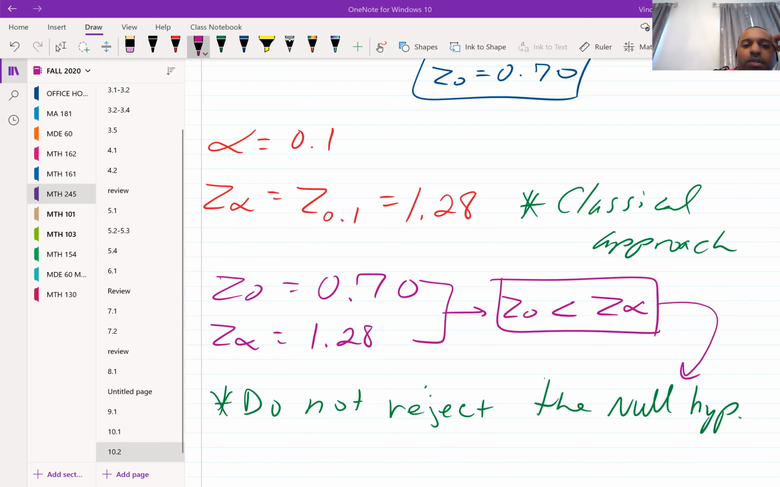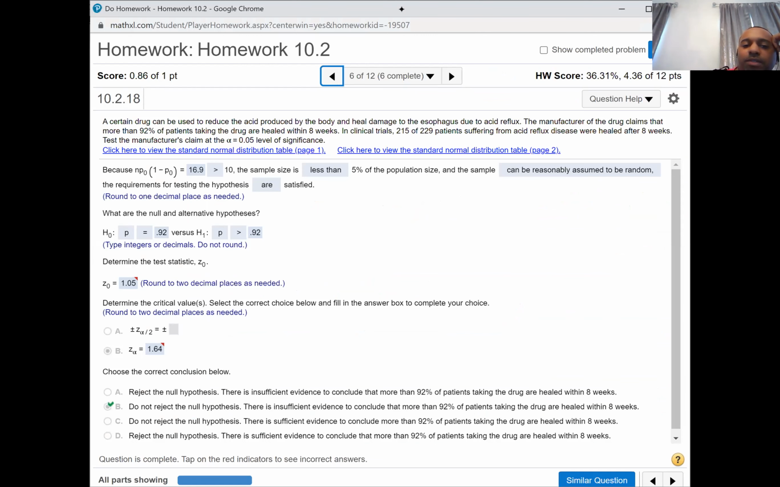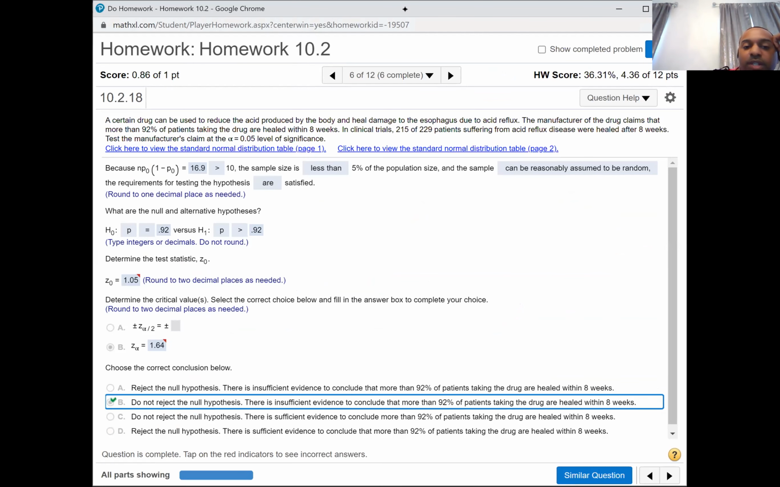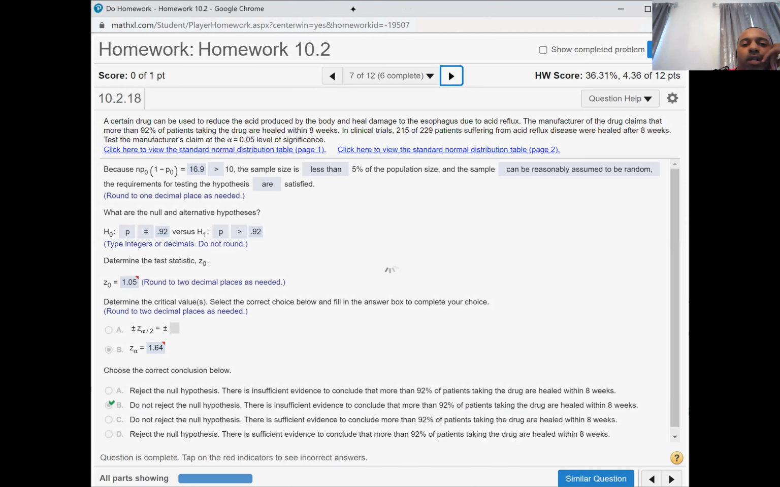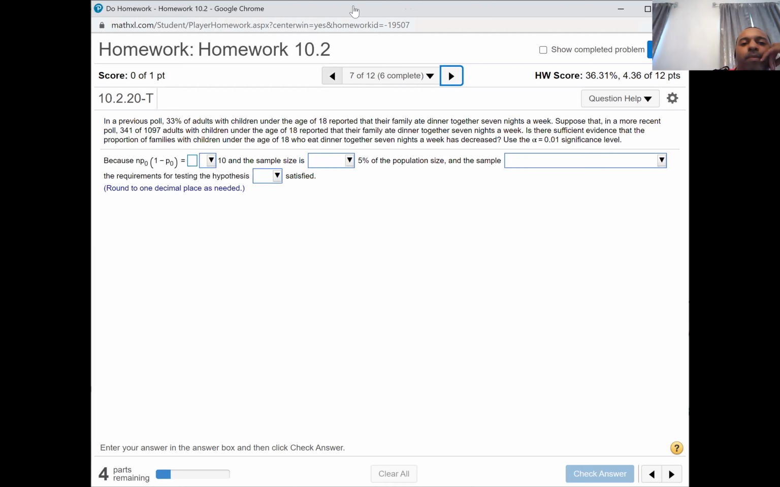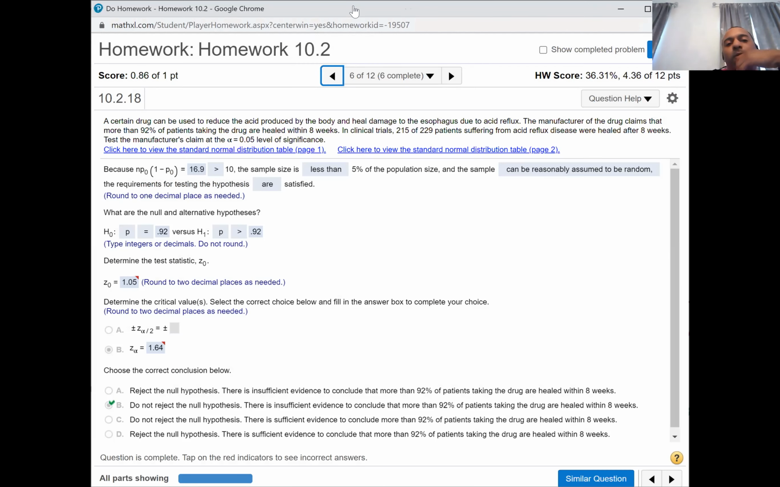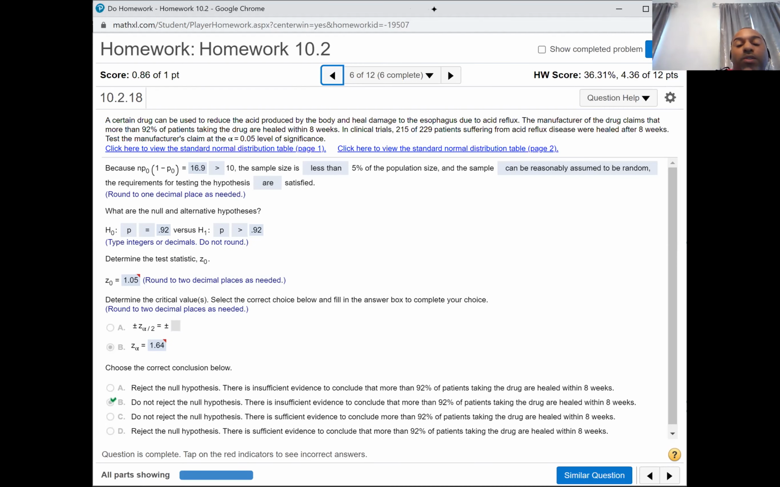I don't even think I was sharing the screen. Yep, I wasn't. I was talking about this problem. The result right here: do not reject null hypothesis. There's insufficient evidence to conclude that more than, for us, it would have been 94% of the patients taking the drug are healed within 8 weeks. Then I was showing you that number 7 is exactly the same. So that's about 7 of your problems. You've got 5 more to do, so you should be able to take that as your foundation and go after those few problems. Questions on anything we've done so far? Everybody good?